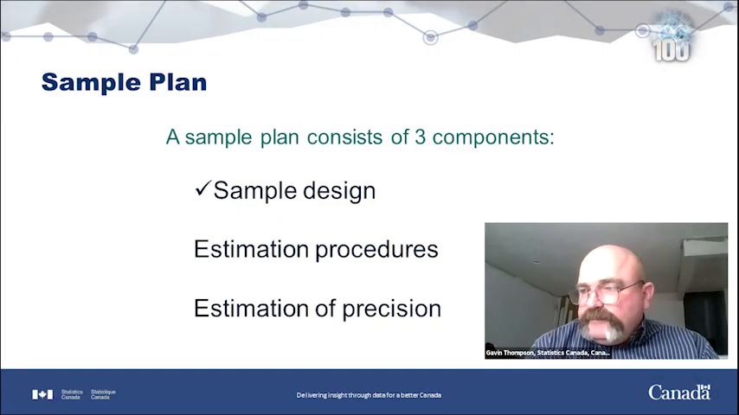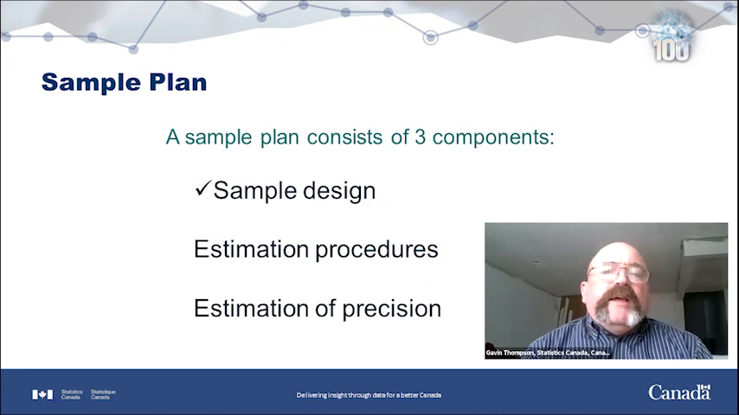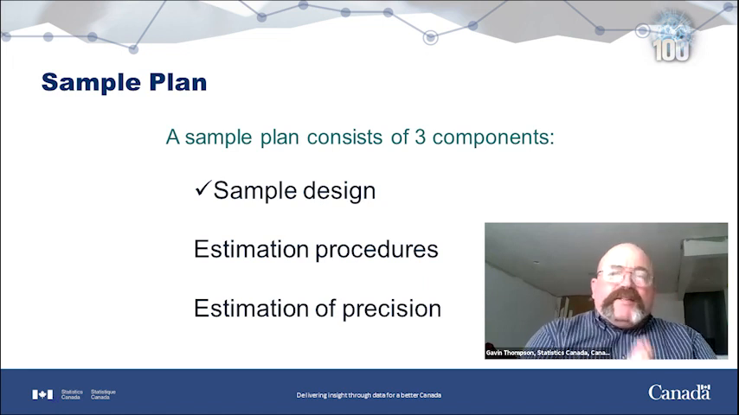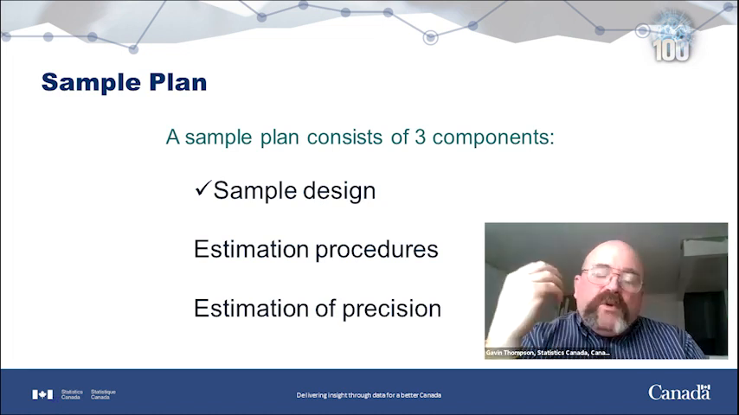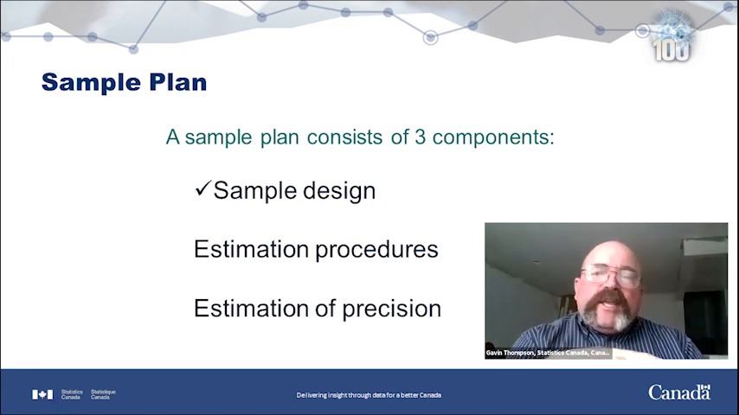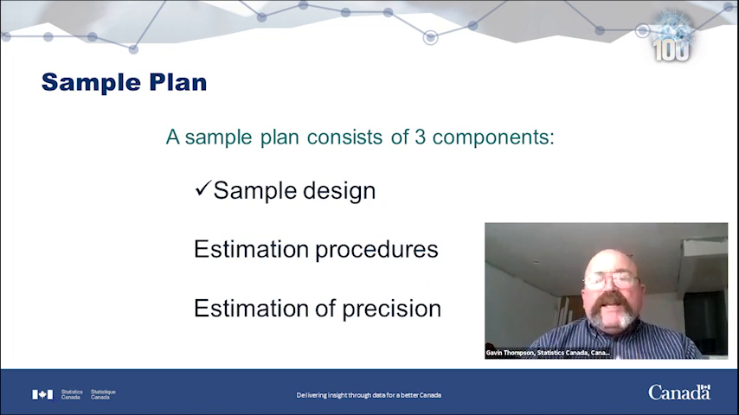So here we go. Sample plan. The sample plan consists of 3 different components. So the sample design, which I'm going to talk about, but our sample design always has to take into account the estimation procedures and the estimates of precision. So what is it that we're trying to calculate? And how are we going to do it? And what are we going to release?